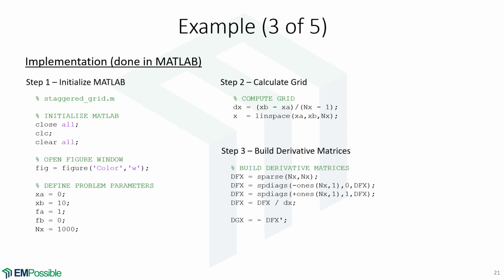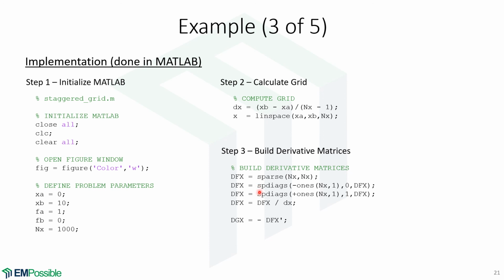We need to build our derivative matrices. So we'll take the approach where we build our derivative matrix for F, and then just calculate the derivative matrix for G from it. So this is how we do it. The first thing we'll do is initialize it all to sparse numbers. So this is an nx by nx matrix, all of zeros, and it's sparse.